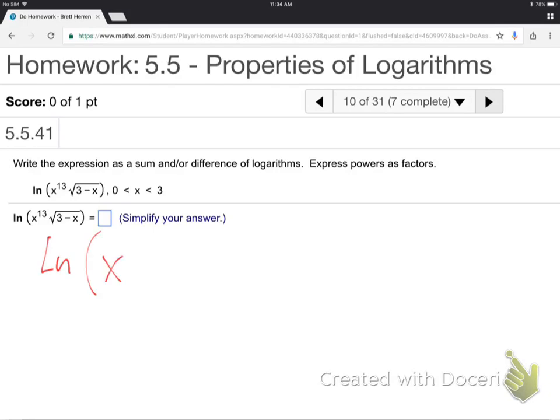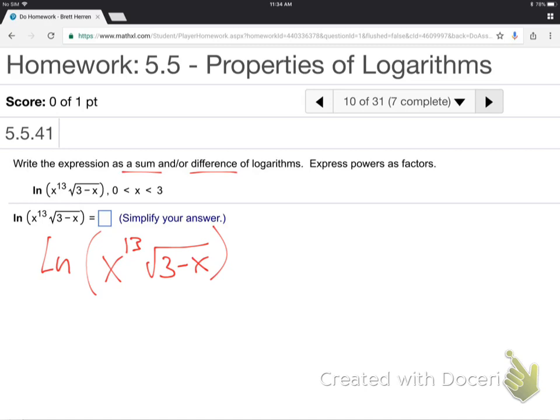So natural log of x to the 13th times the square root of 3 minus x. Okay, so same thing: write as a sum or difference. Can you take that and break that into 2 logs? Go ahead, give that a try. Break that into 2 logs.